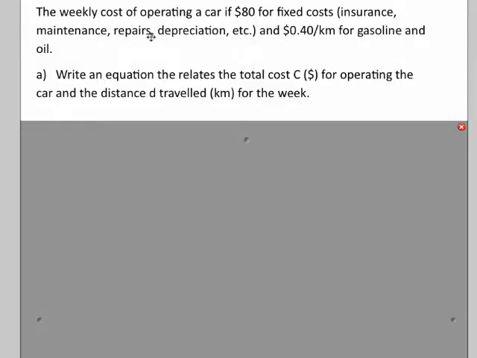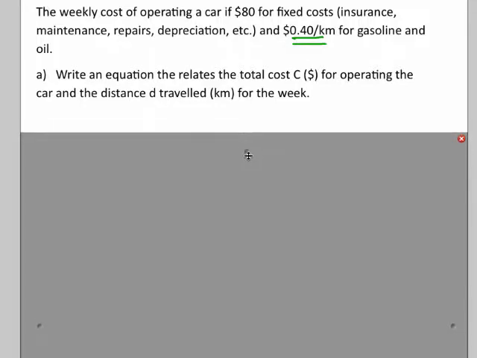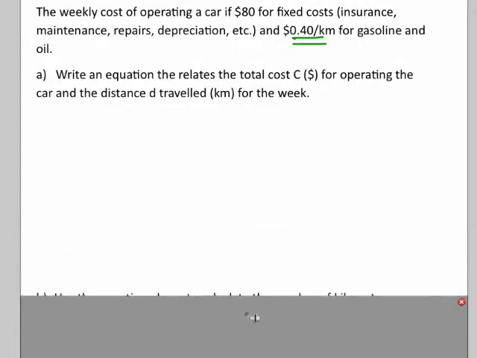Here's a problem. It says that the cost of operating a car is $80 for fixed costs. Fixed costs are things like insurance, maintenance, repairs, depreciation, that kind of thing. And the cost is also related to how far you drive it, 40 cents per kilometer. All right, so we want to write an equation that relates the total cost for operating the car and the distance traveled for the week. Some of you may be able to do this straight up, but let me just try to connect a number of things together.